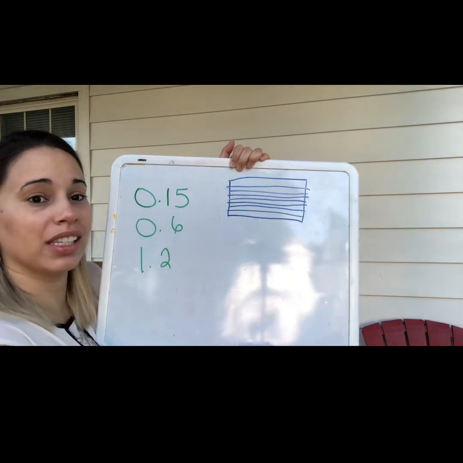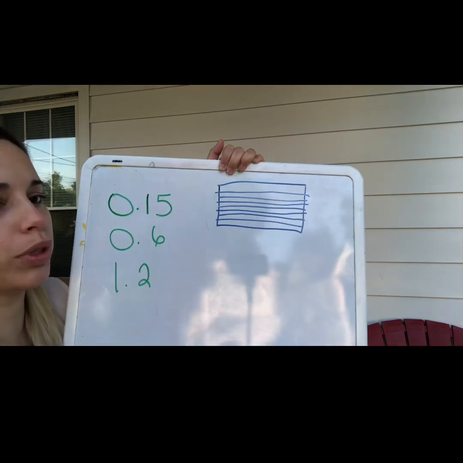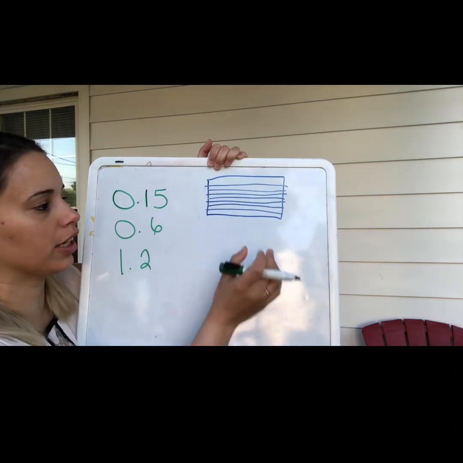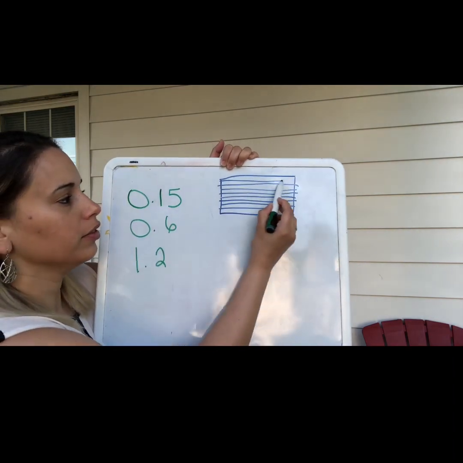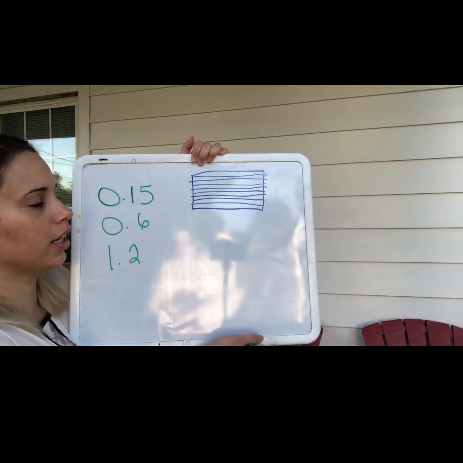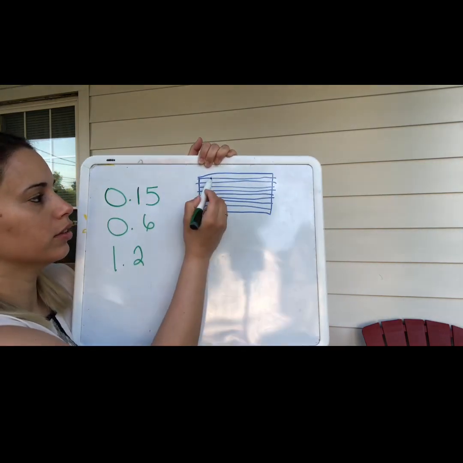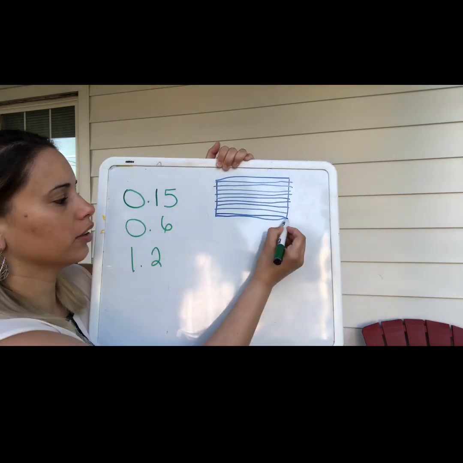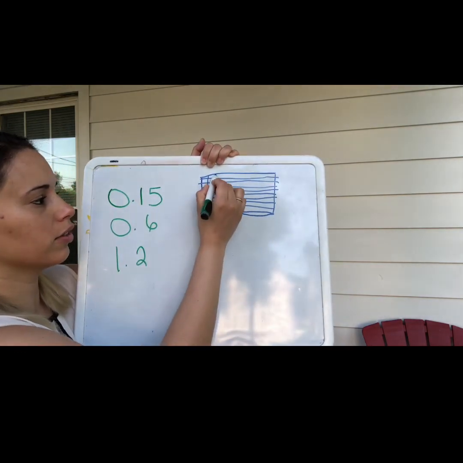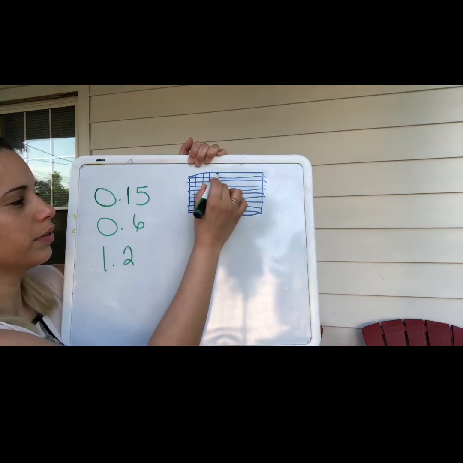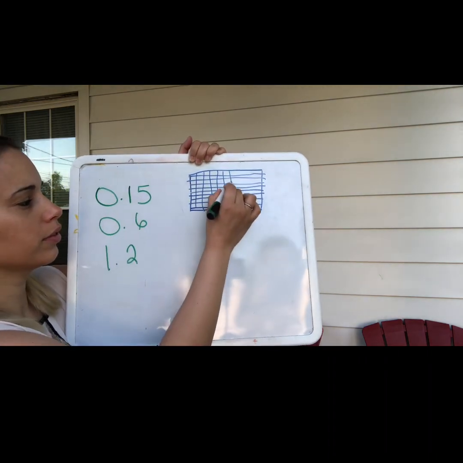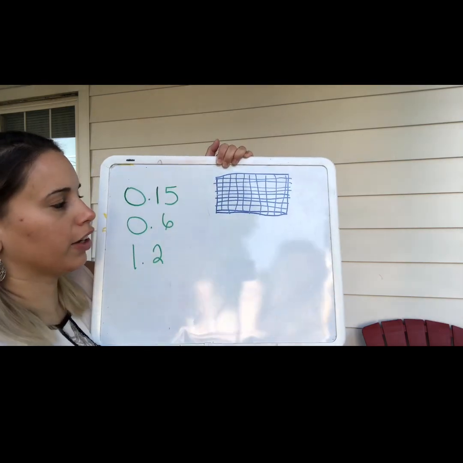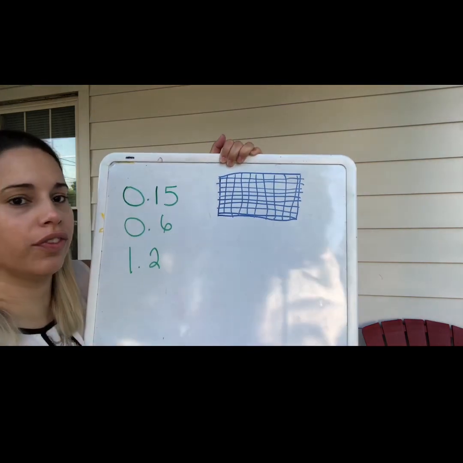and I broke it into 100 pieces. I am doing this live with you so that you know this is pretty quick. You could just do it. My lines do not have to be perfect. The point is just to get 100 in here. So I'm going to do 10 columns and 10 rows. And then I go ahead and I shade in only 15.